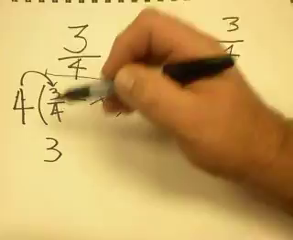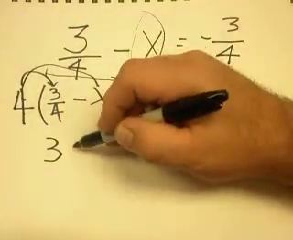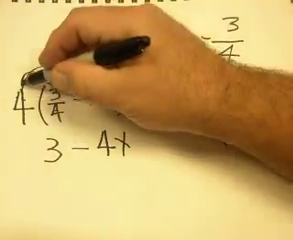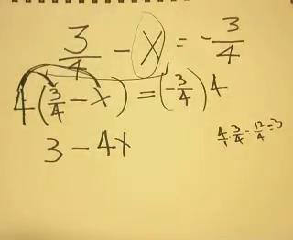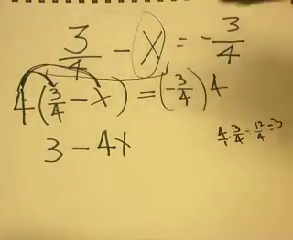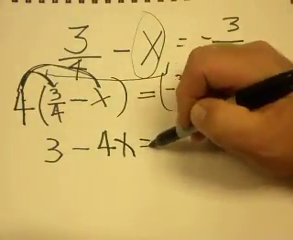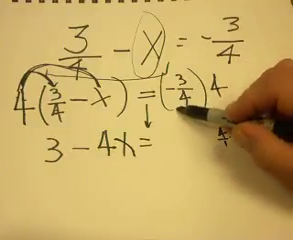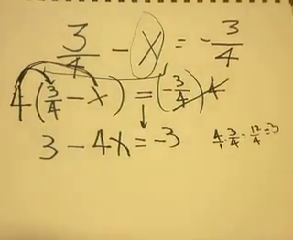I've got a 3. And then I've got a 4 times minus x. So that's minus 4x. I have to distribute. Multiply by the first one and the second one. We have to distribute because there's a minus sign between there. If there's a minus sign or a plus sign, we know we have to distribute. Bring down the equal sign. All I do is bring that down. And then I've got 4 times 3/4. Again, these 4's cancel out. So I've got minus 3 here.